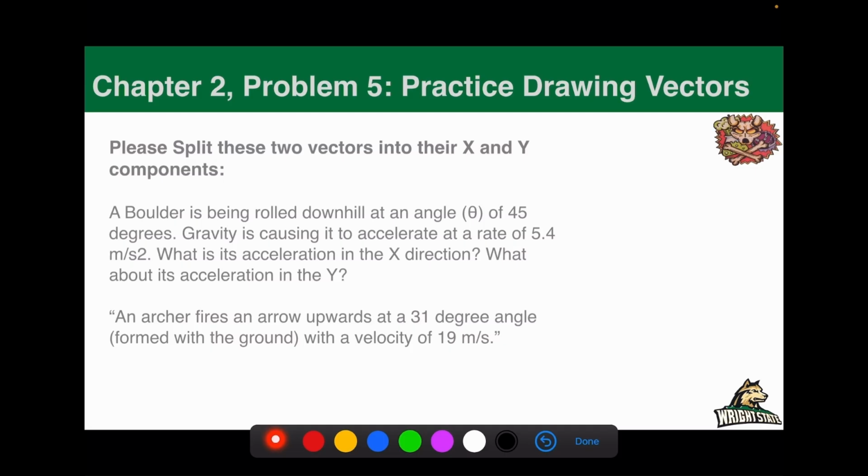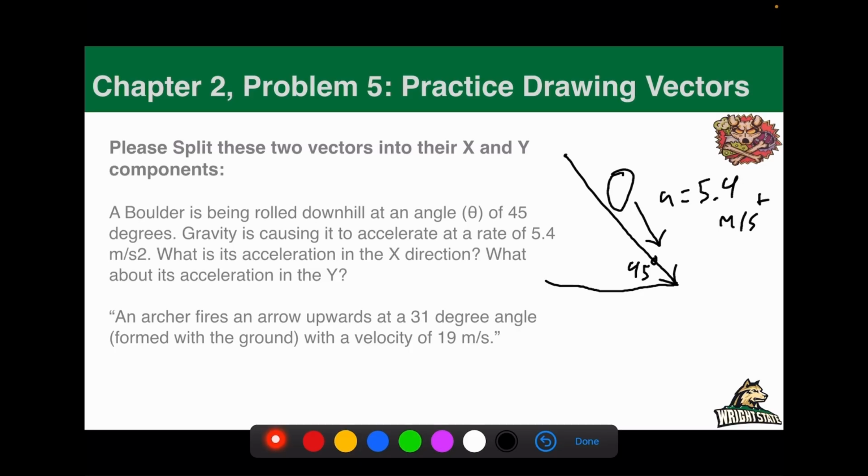Okay, let's try to solve this. So, I have a slope like this. This is 45 degrees. And I've got a boulder. It's rolling. Got an acceleration of 5.4 meters per second squared. Okay? And I want to know my x and my y components of that acceleration.